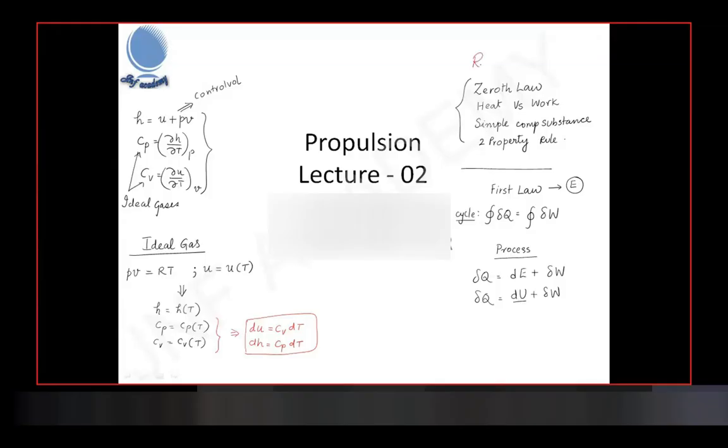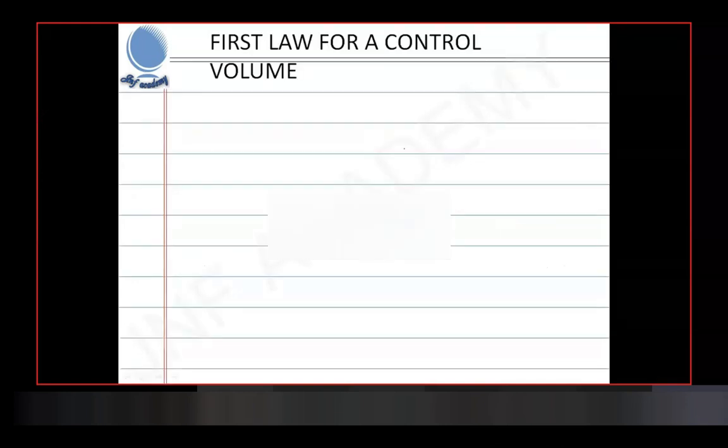Okay, today we are going to study the first law for a control volume. We saw the first law for a control system or a closed system. Today we are going to see the first law of thermodynamics for a control volume. This is something very important, especially for propulsion.